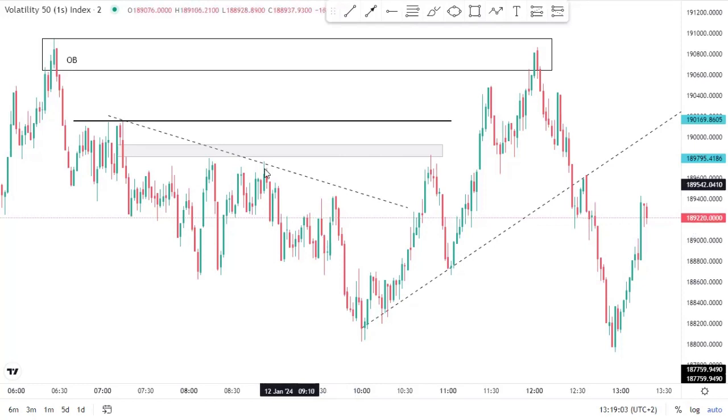The reason why I'm saying this is a trend line liquidity is that a lot of people are seeing a selling opportunity. They are selling. So this is where the trap is.